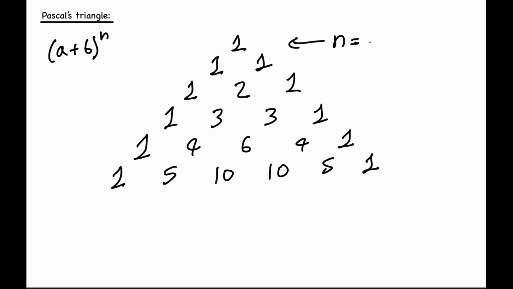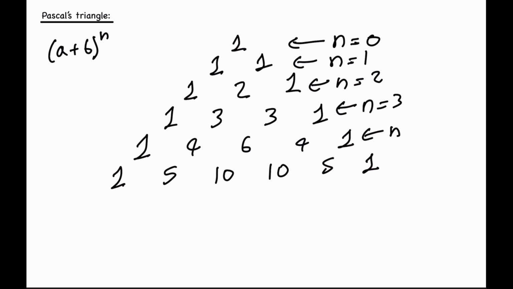The coefficients follow each row of the triangle, where n equals 0 is the first row, n equals 1 is the second row, n equals 2 is the third, n equals 3 is the fourth, n equals 4 is the fifth, and n equals 5 is the sixth row. Then you can carry on by adding 1s on the sides and then adding the in-betweens to carry on doing Pascal's triangle.